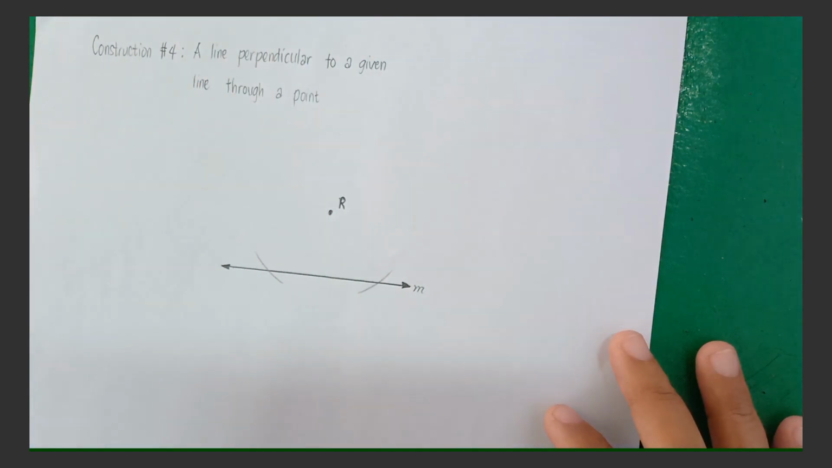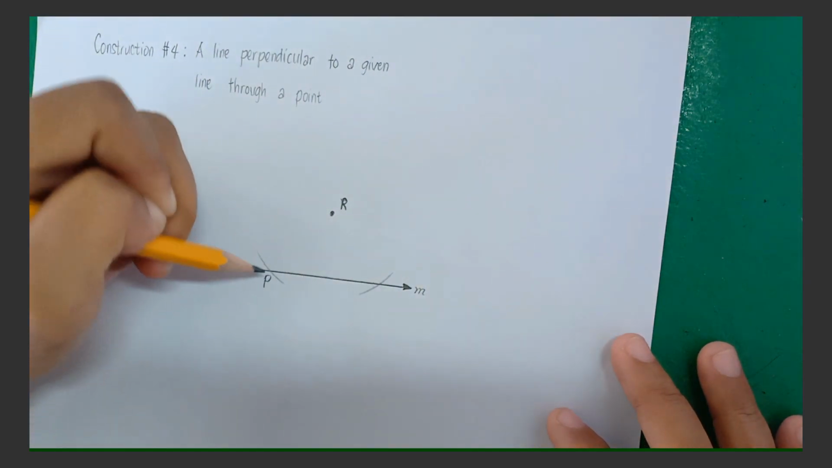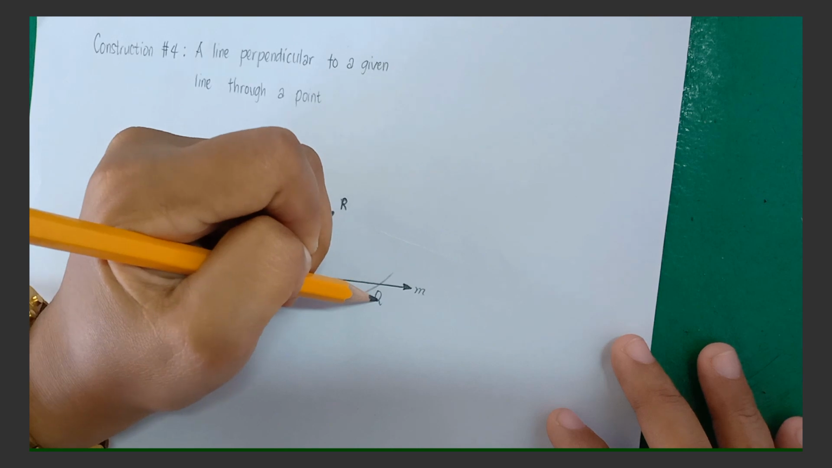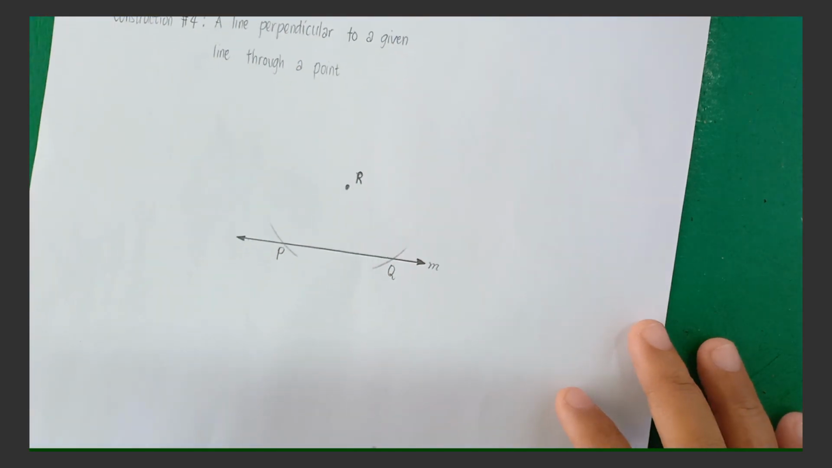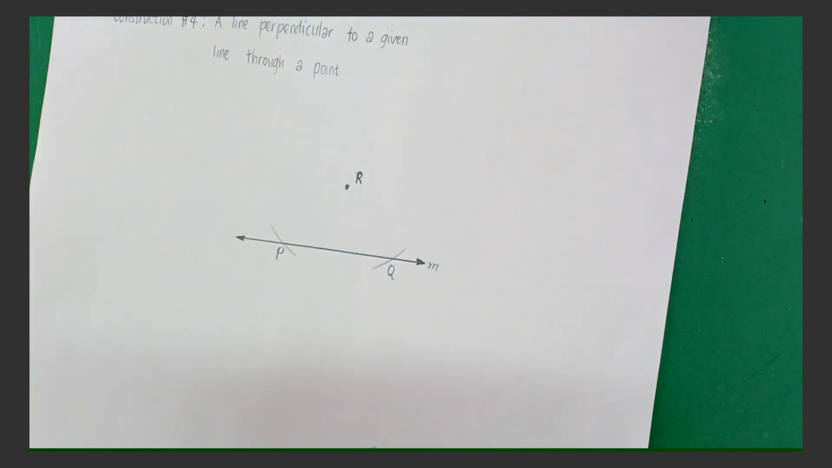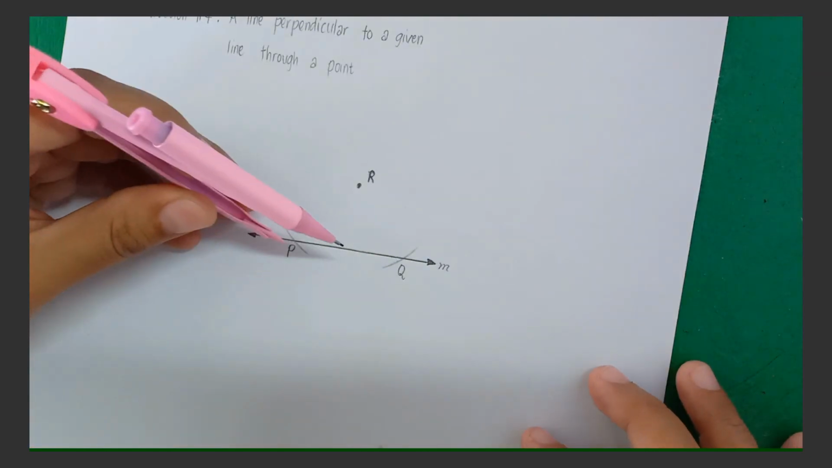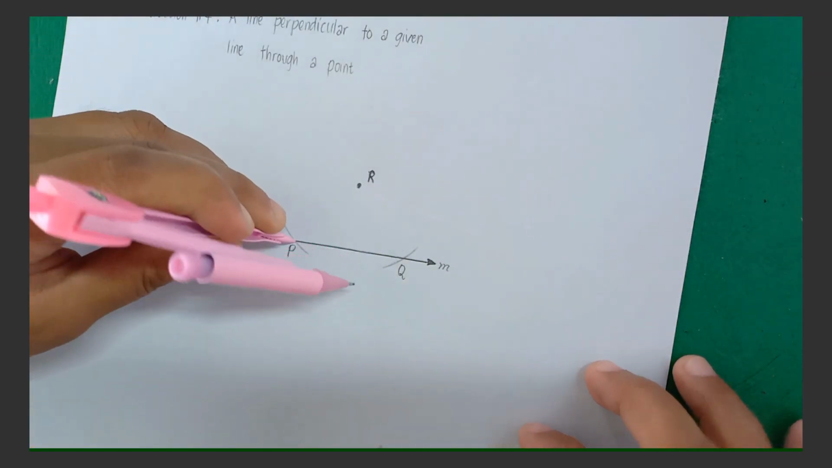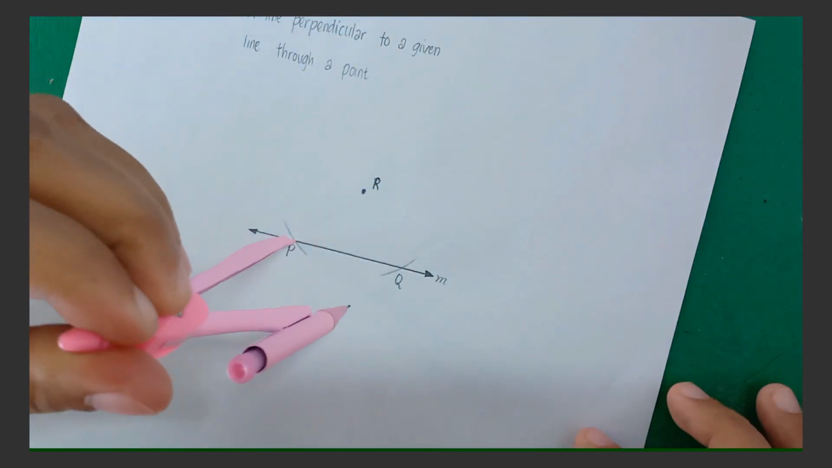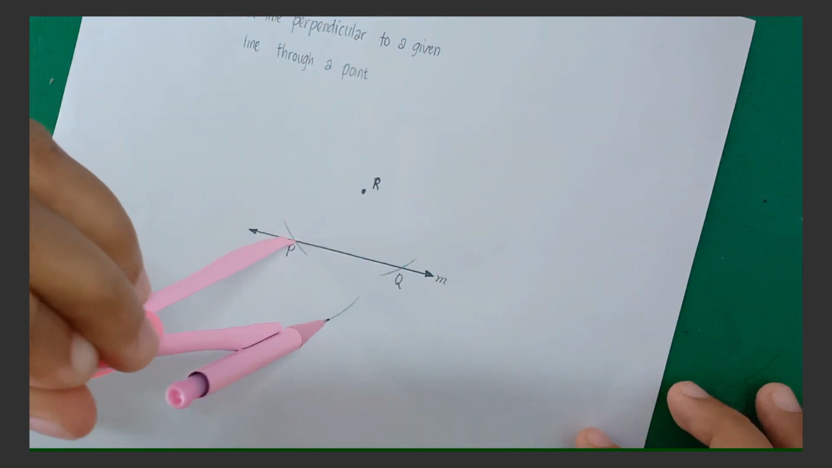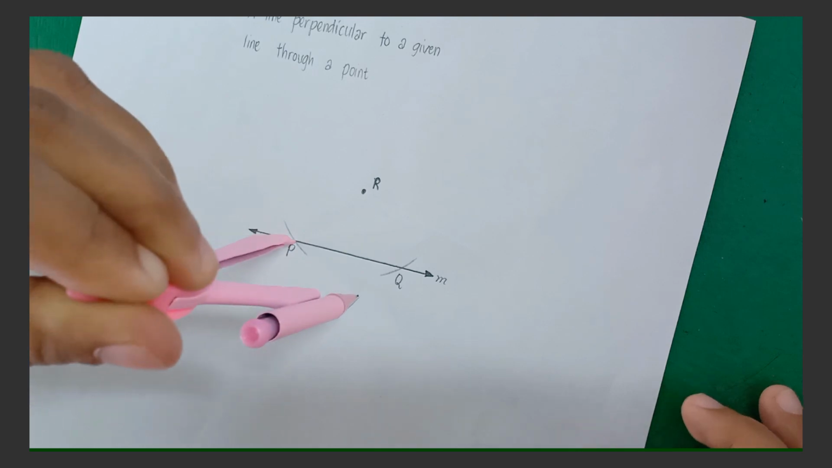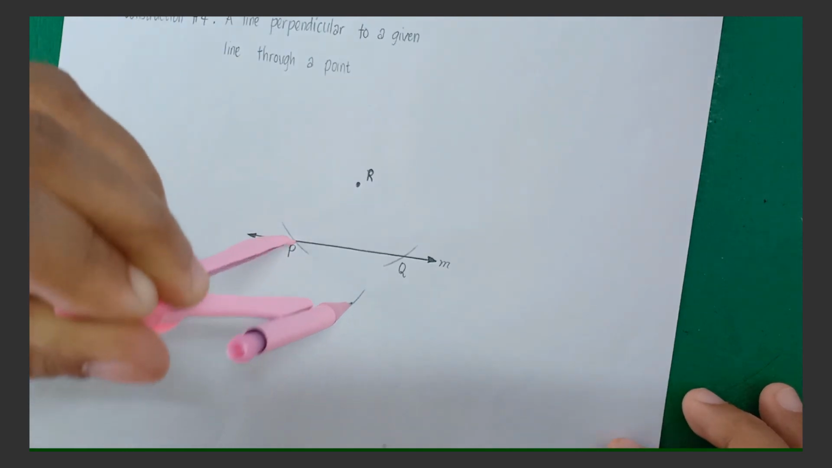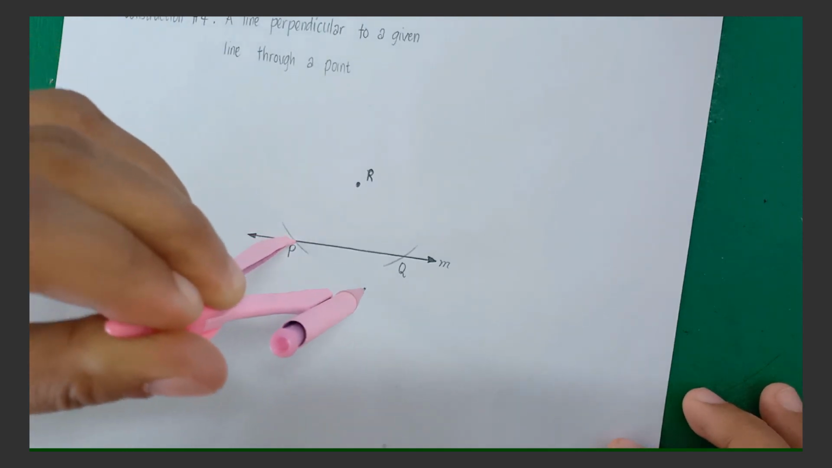Okay, and let's label point P and Q. At this point, from point P, draw an arc below the line so that the arcs cross. So draw an arc here. And at this point, from point Q, draw an arc below the line again.